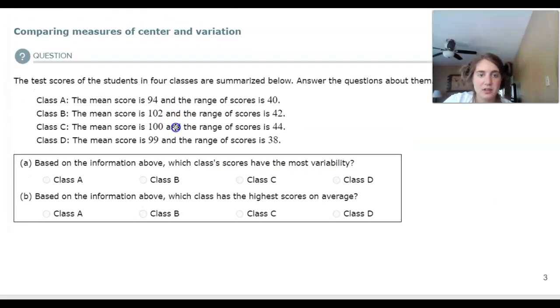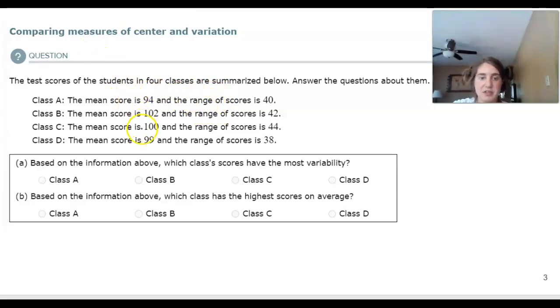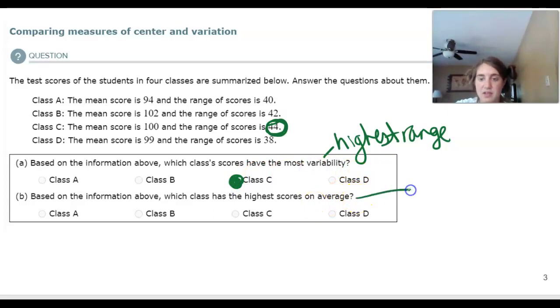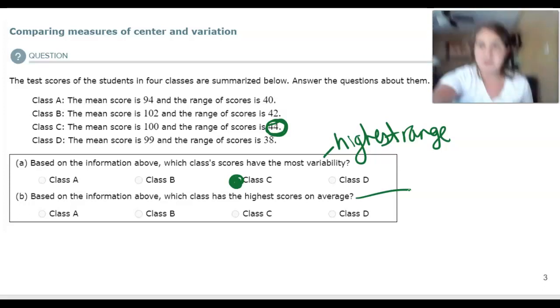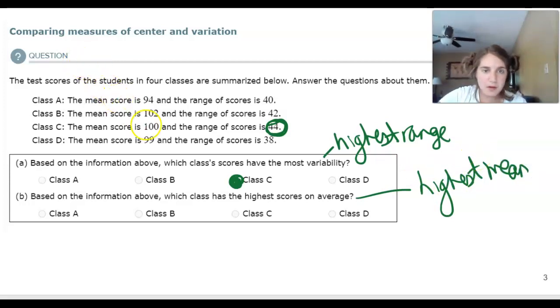So we're going to go ahead and start applying that here. It gives us test scores, and it gives us the mean and the range for each test score. So this first question asks, which one has the most variability? So that means the highest range. If I look at the range, class C has the highest range. Highest score on tests is going to be the highest average, or the highest mean. Mean score of 102 is going to be class B.